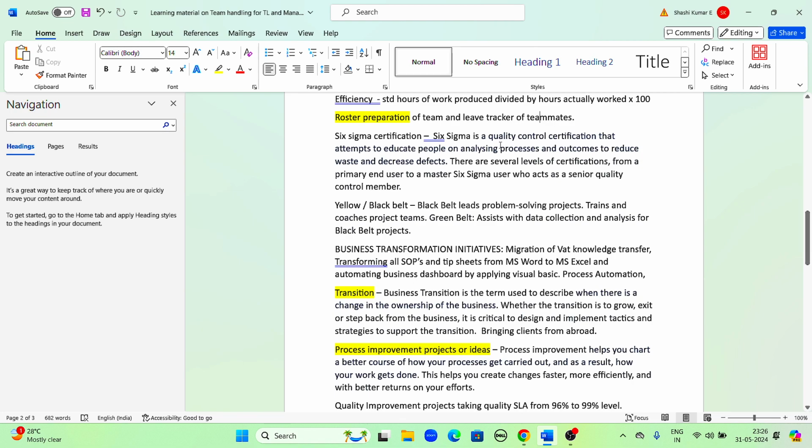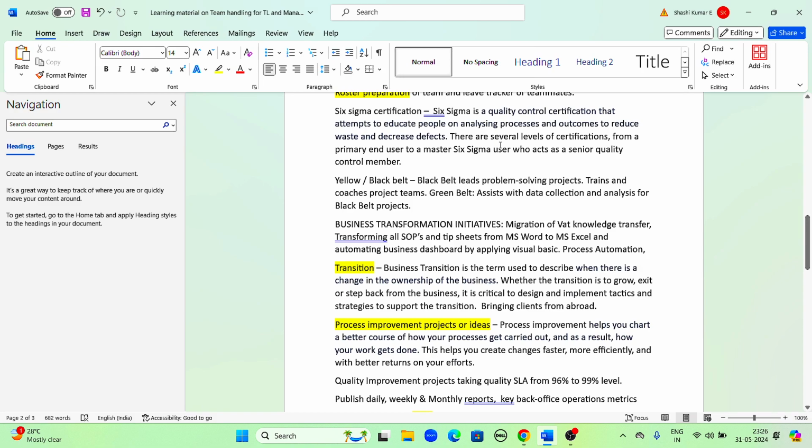Then let's talk about Six Sigma certification. It is a quality control certification that attempts to educate people on analyzing the process and outcomes to reduce waste and decrease defects. There are several levels of certification, from primary end user to a master Six Sigma user who acts as a senior quality control member.